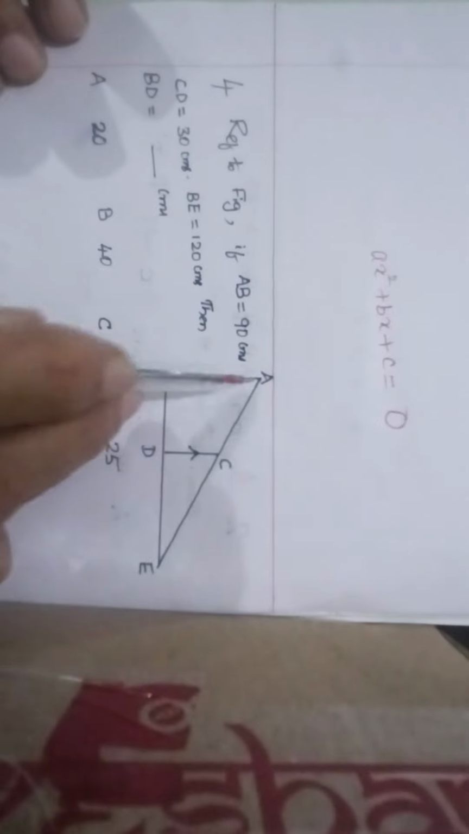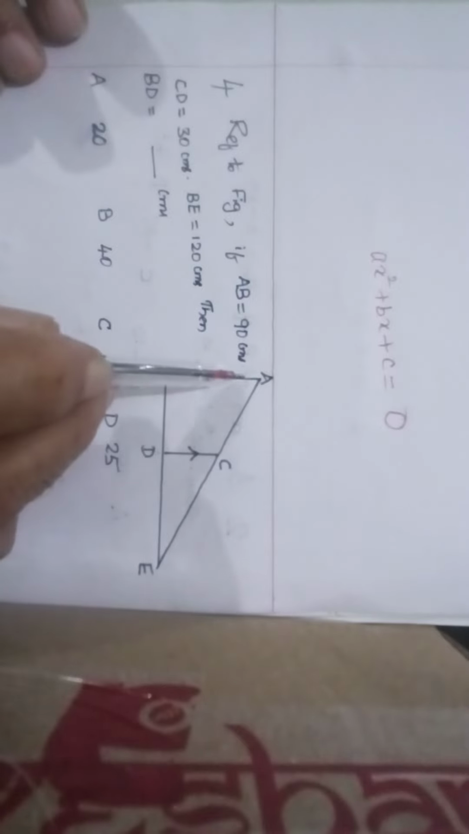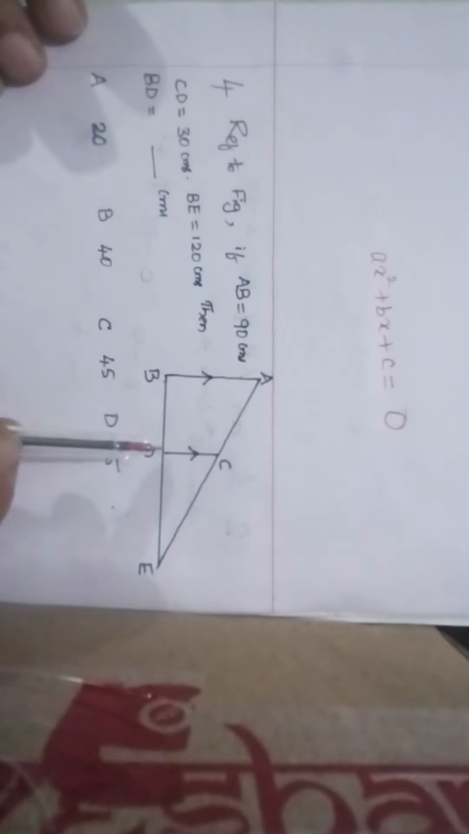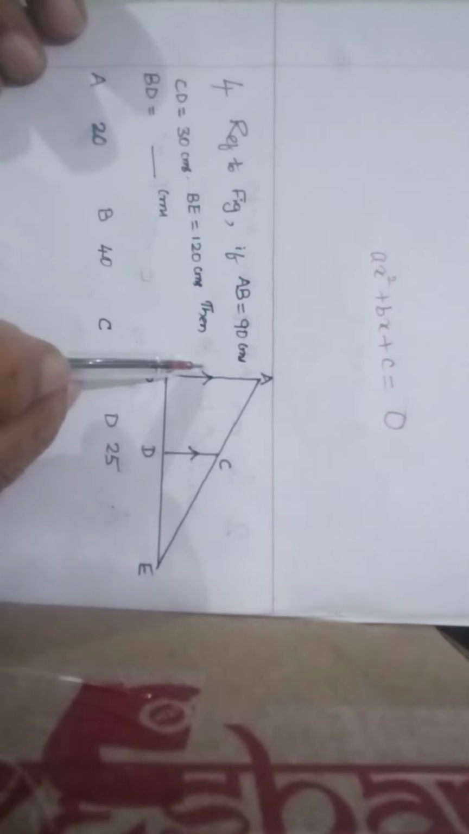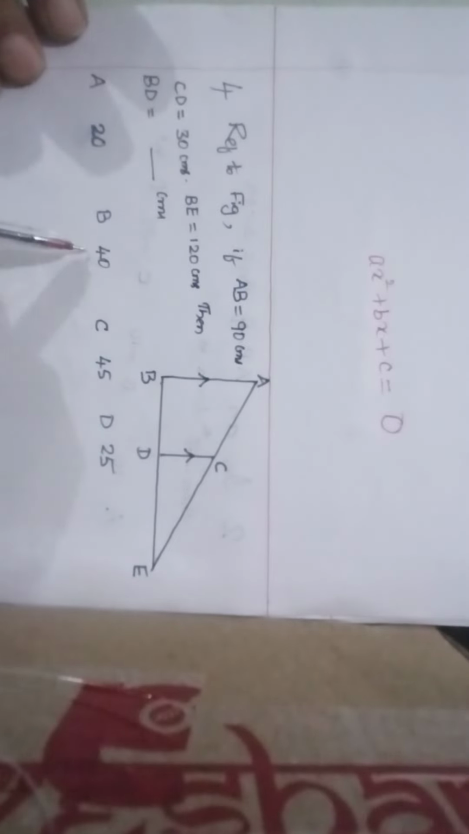This is BE, like this. Here it is. You have to find out BD. Here AB is given is equal to 90, and CD is equal to 30, which means AB is 3 times CD. Like BE is equal to 120, means BD is equal to 1/3 of 120. It will be 40 centimeter.